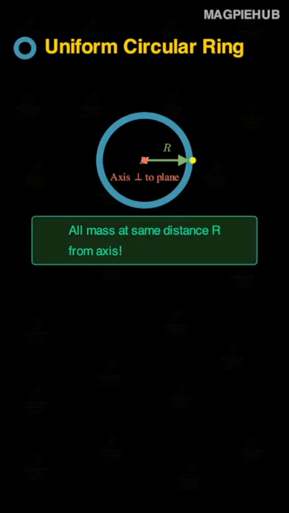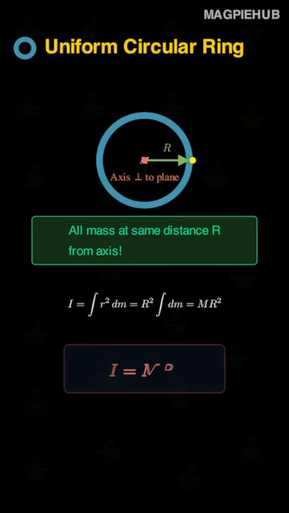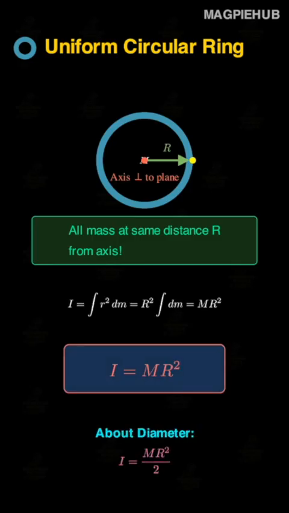Next, the circular ring or hoop of mass m and radius r. Here's the beautiful thing about a ring. All the mass is at the same distance r from the center. This makes our calculation incredibly simple. The integral becomes I equals r squared times the integral of dm, which equals mr squared. I equals mr squared. This is the simplest and largest coefficient, just 1. About a diameter, using the perpendicular axis theorem, we get I equals mr squared divided by 2.